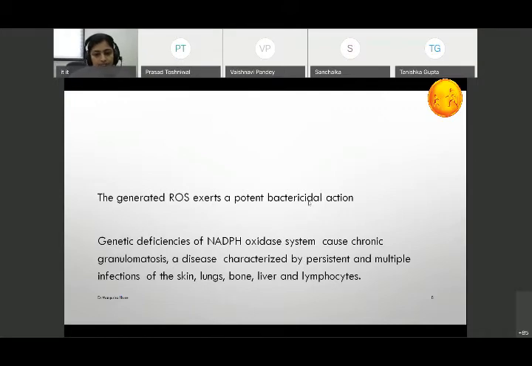There are some clinical applications about this. Genetic deficiency of NADPH oxidase system causes chronic granulomatosis. This is a disease in which there are persistent and multiple infections of the skin, lungs, bone, liver and lymphocytes. Since the neutrophils are involved in this phagocytic activity, hence there are these types of features. If there is deficiency of this NADPH oxidase system, then this can lead to chronic granulomatosis. This is one of the MCQs.